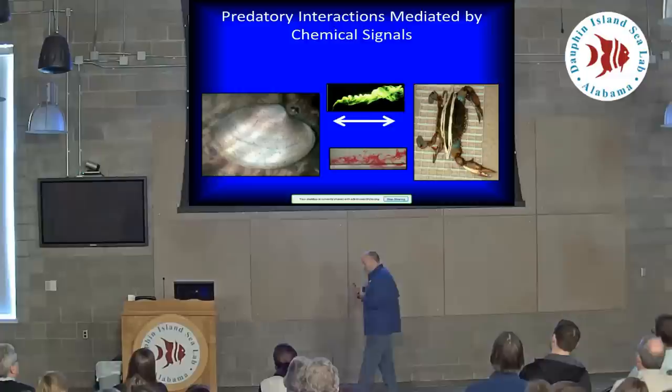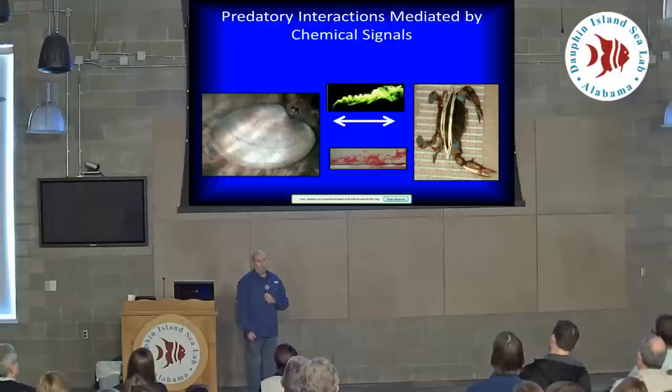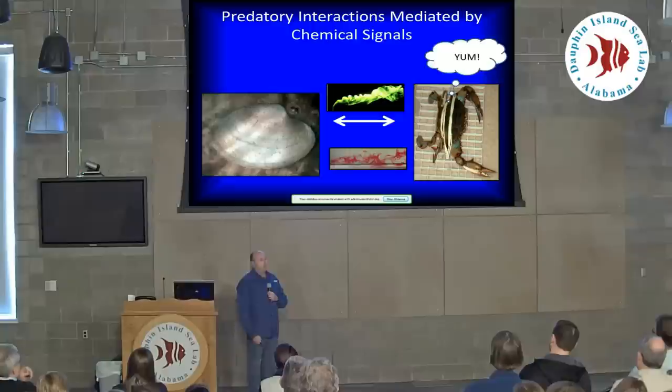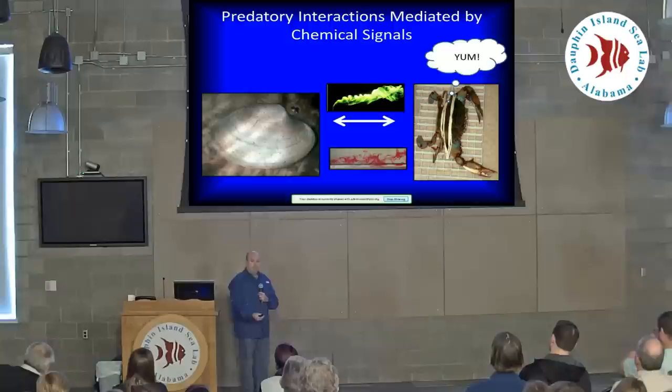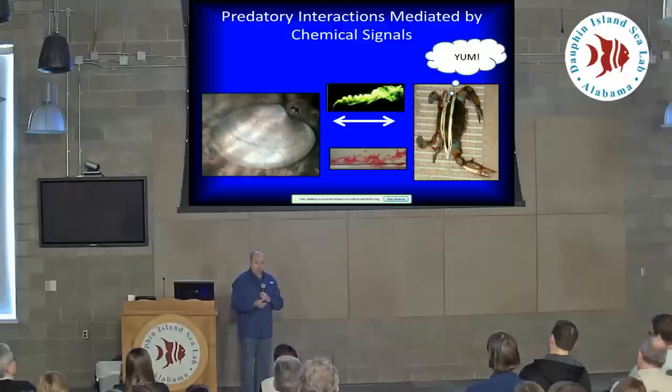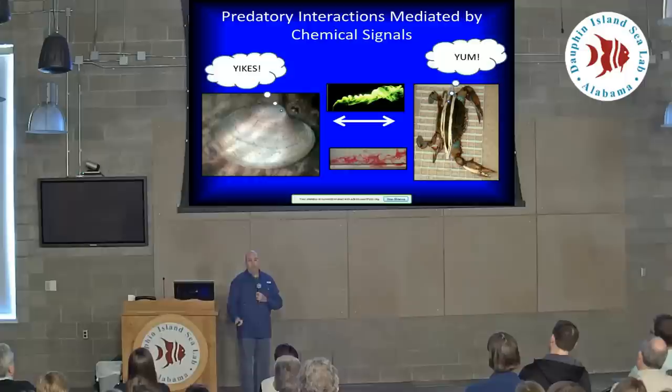I want to talk a lot about predator-prey interactions. Most of the predator-prey interactions in marine systems are chemically mediated. What I mean by that is, for example, in this situation, this clam is feeding and giving off primary metabolites. The blue crab here is smelling those metabolites. He detects dinner. He finds the clam. Also, the clam then detects the crab, reacts to that crab, and clams up to avoid being dinner. There are tons and tons of examples of chemically mediated predator-prey interactions in the ocean.